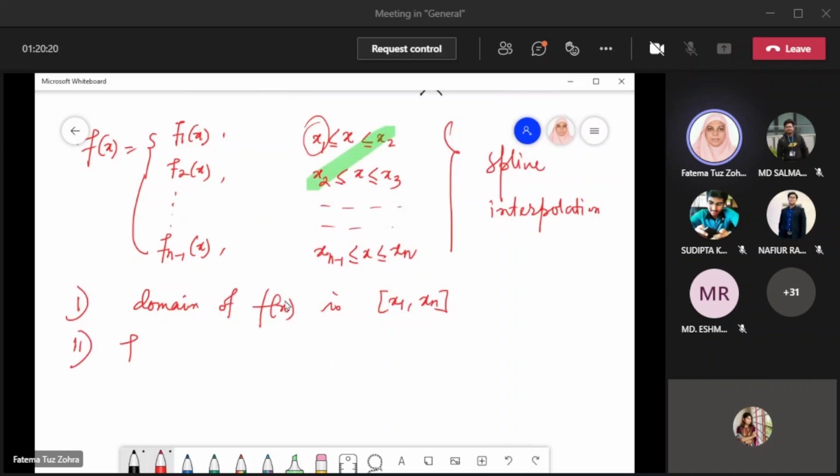Number 2, f prime, f double prime, and in that way up to the (m-1)th derivative of f(x), all are continuous functions on x1 to xn. So I have given the name to the last function. How many functions are there?